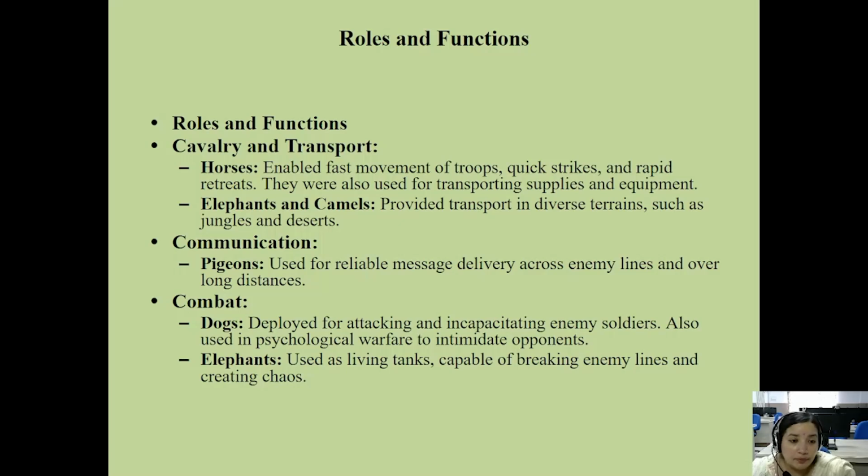Then combat is there. Dogs and elephants were used for combat, deployed for attacking and incapacitating enemy soldiers. They were also used in psychological warfare to intimidate opponents. We deploy dogs for attacking enemy soldiers and for psychological warfare. Elephants were used as living tanks, capable of breaking enemy lines and creating chaos.